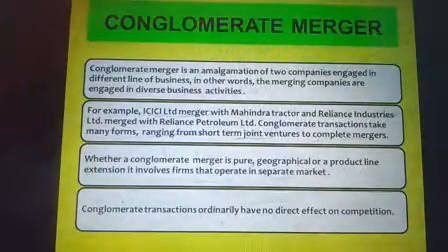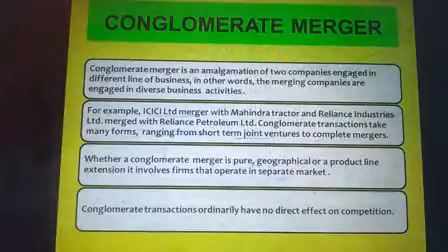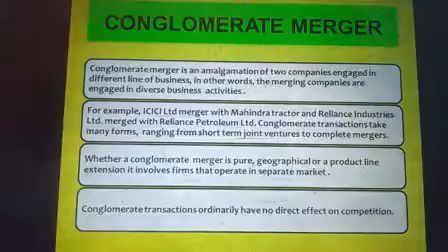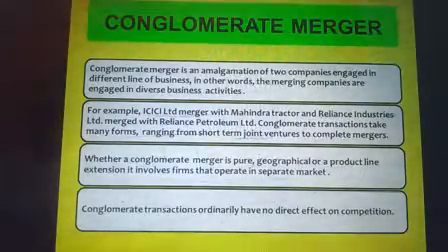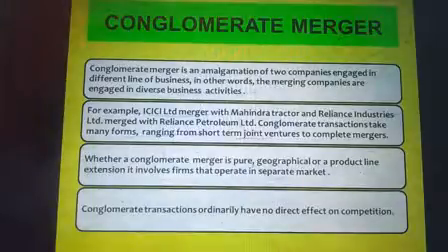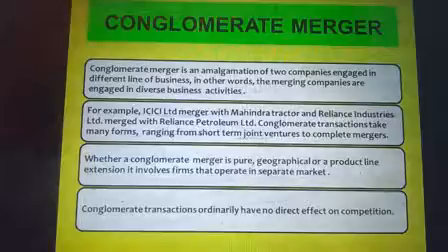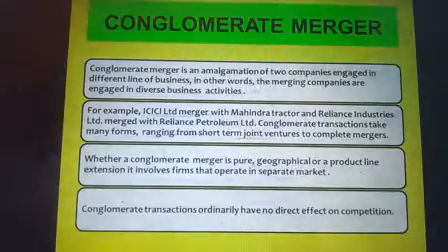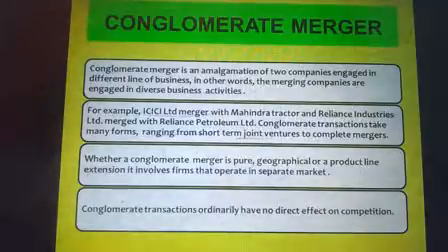Conglomerate transactions can take many forms, ranging from short-term joint ventures, that is JVs, to complete mergers. Whether a conglomerate merger is purely geographical or a product line extension, it involves firms that operate in separate markets. This is an important key point to note. You can jot it down. Conglomerate transactions ordinarily have no direct effect on competition. This is an important key point. These mergers are regularly asked in most competitive exams.